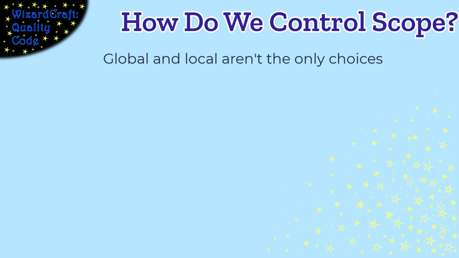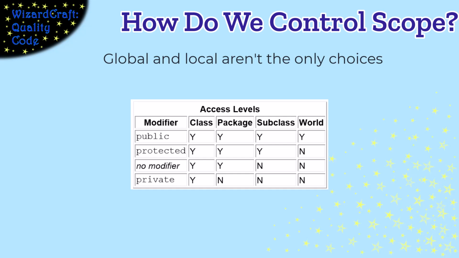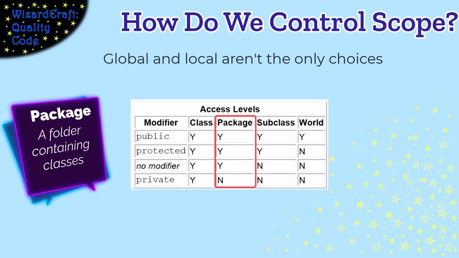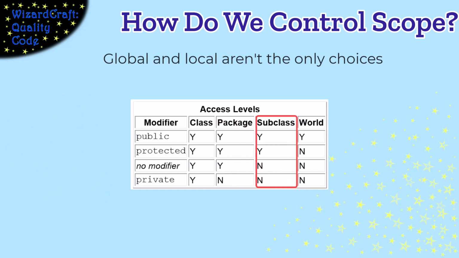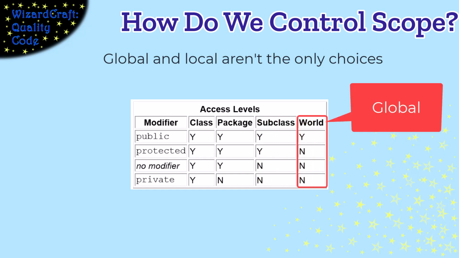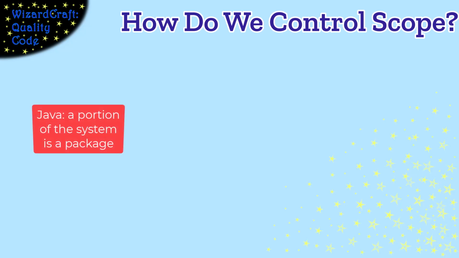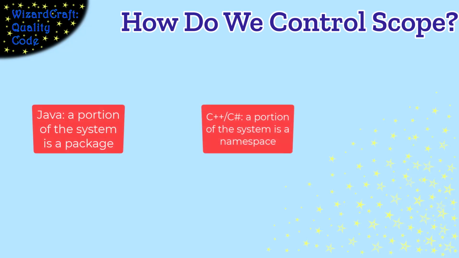In many languages, there are scope levels between global and local, and the idea of scope can be applied to routines as well as to variables. In Java, you can control the scope of methods and instance variables with modifiers at their declaration. That lets you decide whether the scope extends to a package, which is essentially a folder of classes within the system, to subclasses of the declaring class, or to the entire system. Note that Java calls the portions of the system packages, which is very similar to namespaces in C++ and C#.